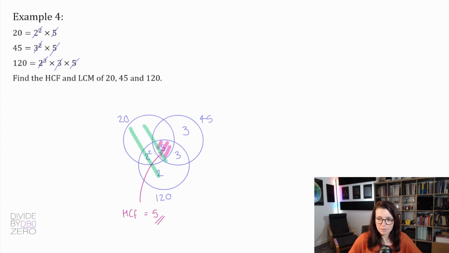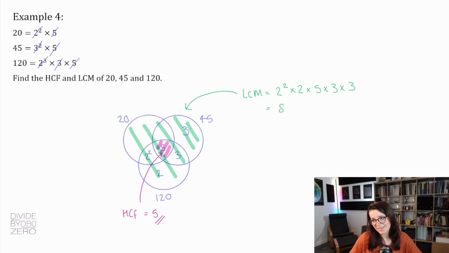And then for LCM, remember we want to times everything together. So in this case, LCM will be 2 squared times 2 times 5 times 3 times 3. Again, doing the multiplication in whichever order you like. 2 squared times 2, that's 8. Times 5 times 9. 8 times 5 is 40, and 40 times 9 is 360. So the LCM is 360.